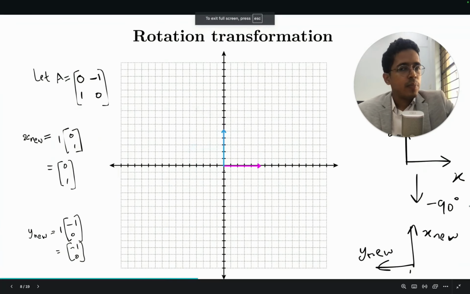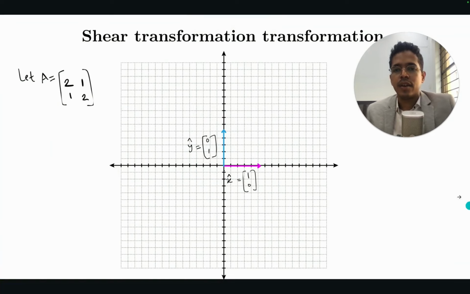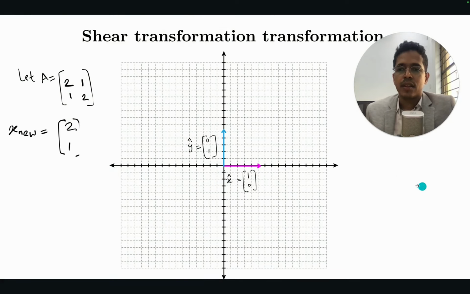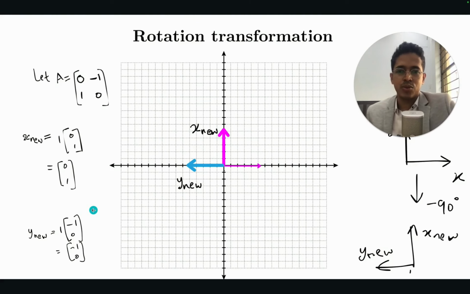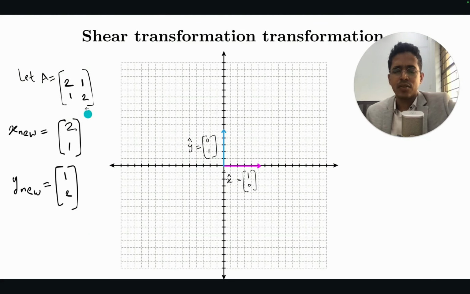And the next operation is shearing. If you look at this transforming matrix 2 1 1 2, the resultant x new is 2 1, which is the first column, and the resultant y new is 1 2, which is the second column of the matrix A. And when you look at where those x new and y new are lying, this is y new and this is x new, right?